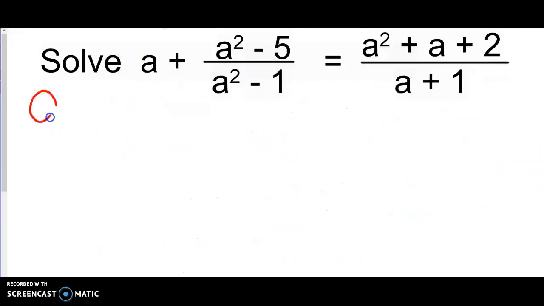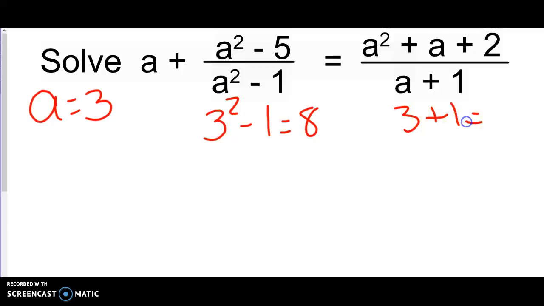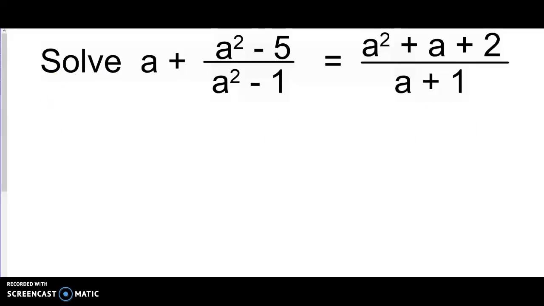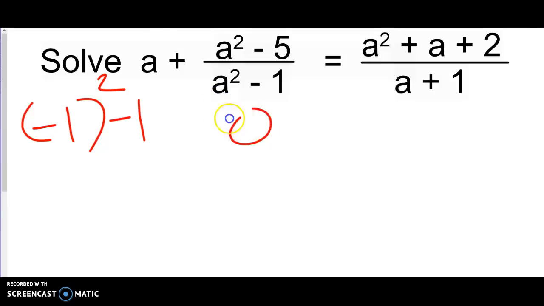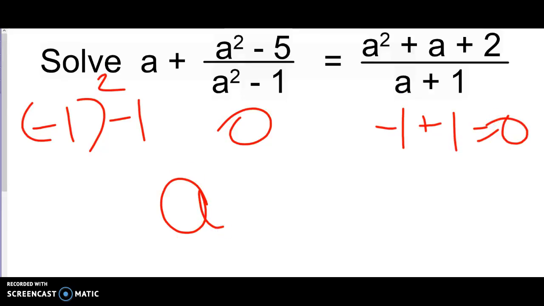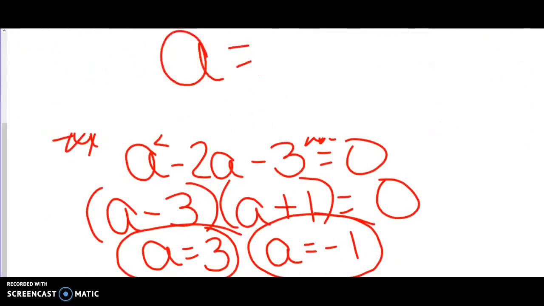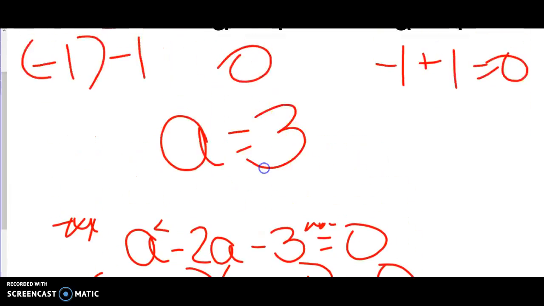Okay, so we're checking to see if 3 works. It looks like 3 is going to work. 3 squared minus 1 is 8, and 3 plus 1 is 4. Yes, 3 works. But I can already see that negative 1 is not going to work. Negative 1 squared, okay, minus 1. I'm doing this one right here. Negative 1, all right, that's going to be 0. And then negative 1 plus 1, that's also going to be 0. Can't work. All right, so our answer is just a is equal to, was it 3? Yes, a is equal to 3.